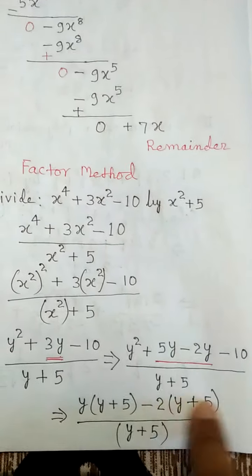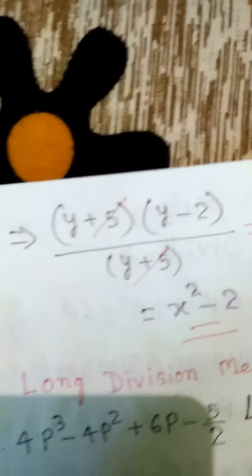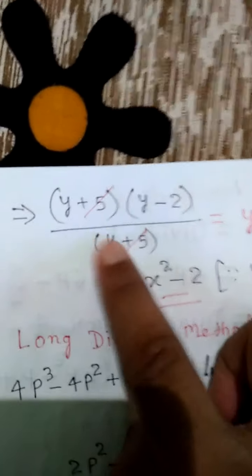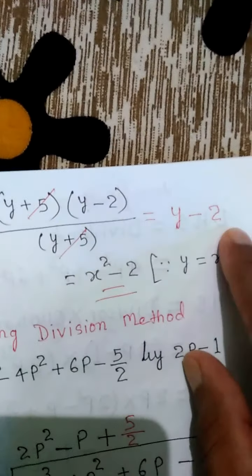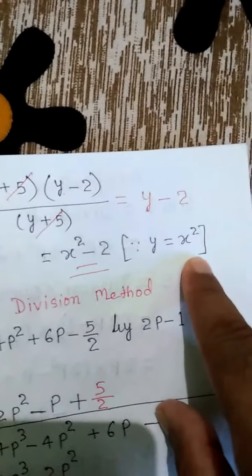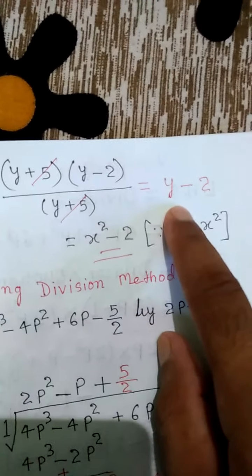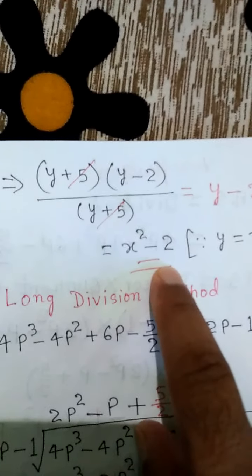Now take common in the numerator, that is y plus 5. We get like this: y plus 5 into y minus 2 by y plus 5. This is common, it will be cancelled. Now we have y minus 2. y is equal to x square. So replace this y with x square. Now we get finally x square minus 2.